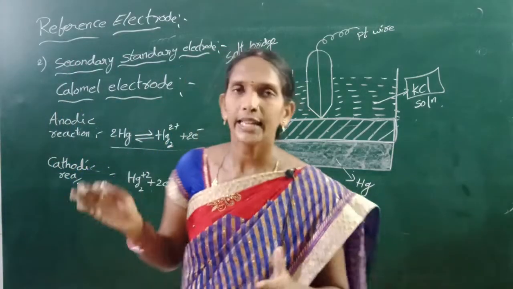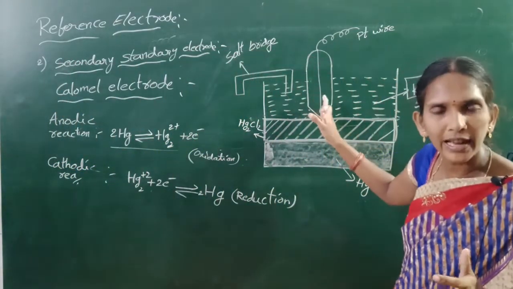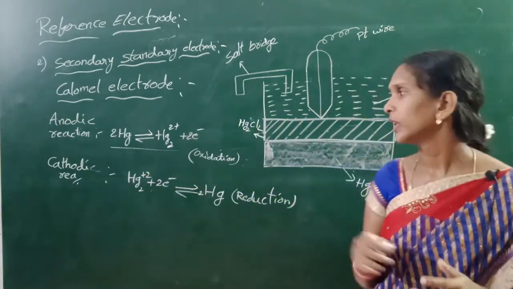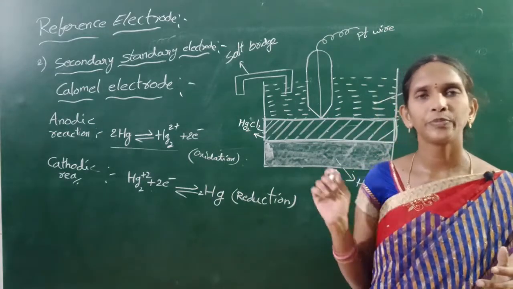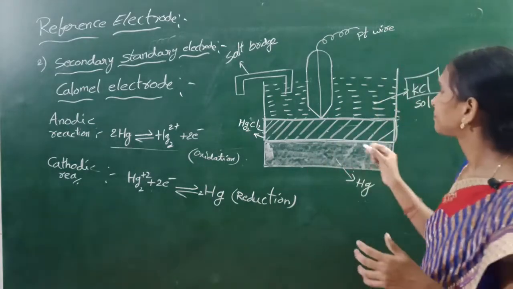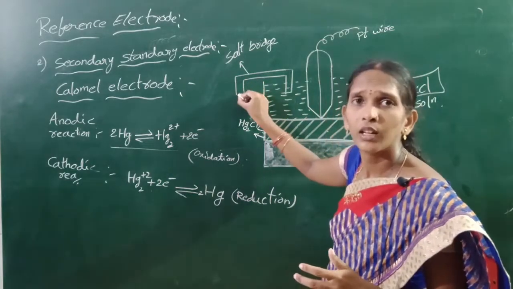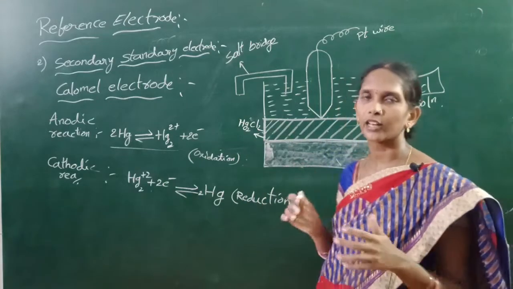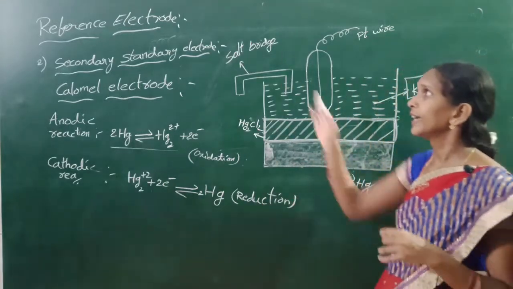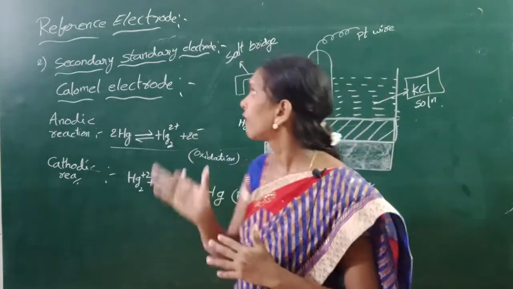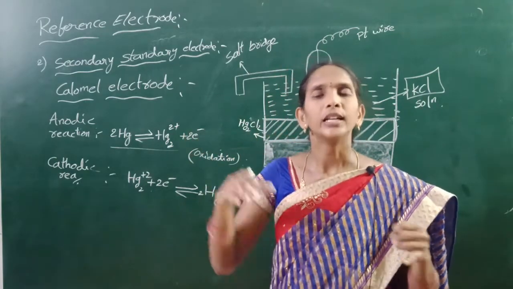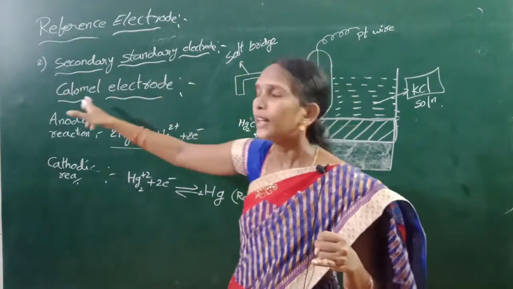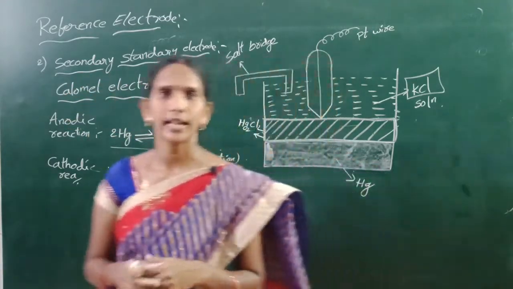That means this calomel electrode acts as either an anode or a cathode, depending upon the attachment of the other electrode. These are the reference electrodes. The first one is the standard hydrogen electrode, which is the primary standard electrode. The second one is the calomel electrode, which is a secondary standard electrode. Okay, thank you students.